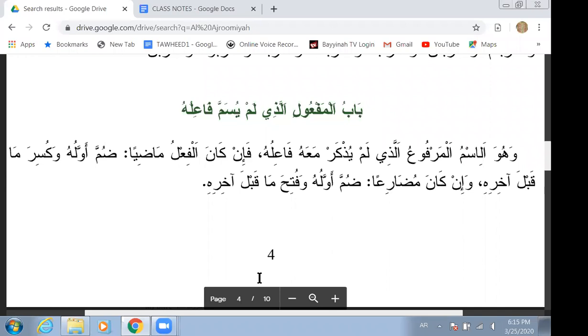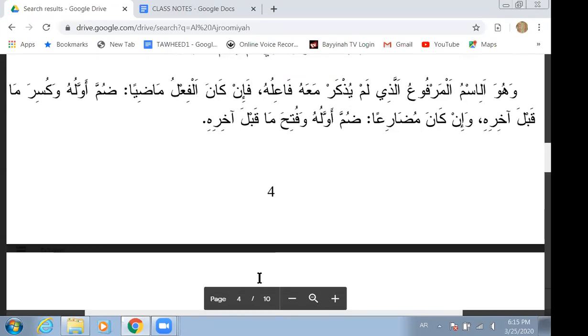وَإِنْ كَانَ مُضَارِعًا ضَمَّ أَوَّلُهُ وَفُتِحَ مَا قَبْلَ آخِرِهِ. And as for the present tense, there is a dhamma on the first letter. وَفُتِحَ مَا قَبْلَ آخِرِهِ. And there is a fatha on whatever comes before the last letter, meaning the second last letter has a fatha. So the first letter has a dhamma for the present tense and the second last letter has a fatha for it. Okay. We'll continue reading.